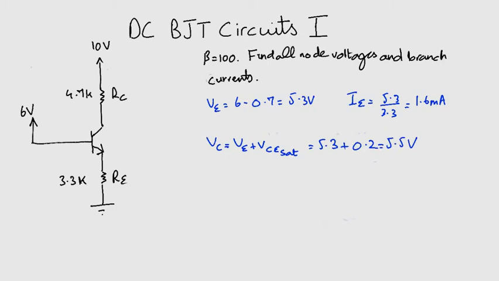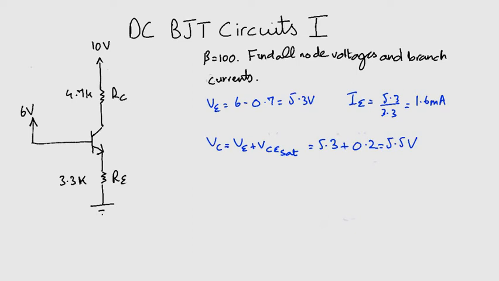Now I have a question for you. Why did we assume VE and IE to be the same? Remember, in saturation mode and also in active mode, the emitter base junction is forward biased. It is only the collector base junction that has a different biasing in saturation and active mode. That's why VE and IE are the same.